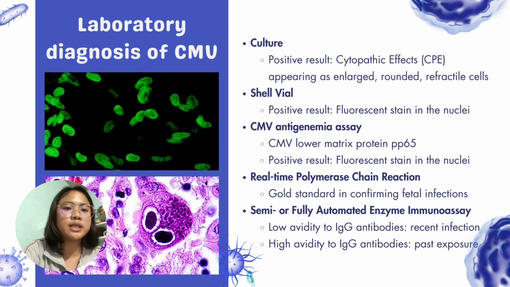Okay, let us now proceed sa laboratory diagnosis ng CMV. So currently, there are several laboratory methods that we can use to detect and diagnose CMV infection, primarily through direct detection and serological and molecular tests. So first thing that we can perform is culture. So this is a traditional method of direct viral detection using human fibroblast cell lines inoculated with CMV-infected specimen. So positive result is cytopathic effects appearing as enlarged, rounded, refractile cells.